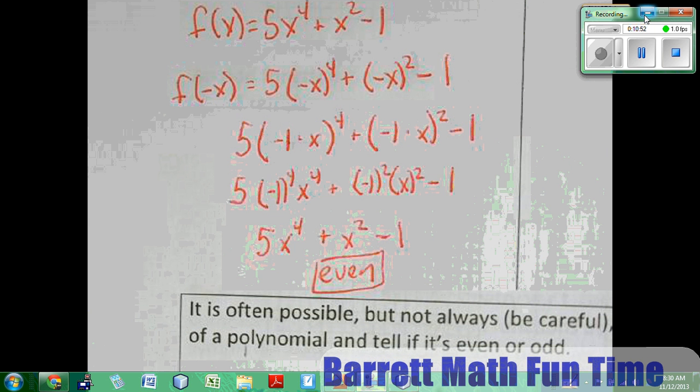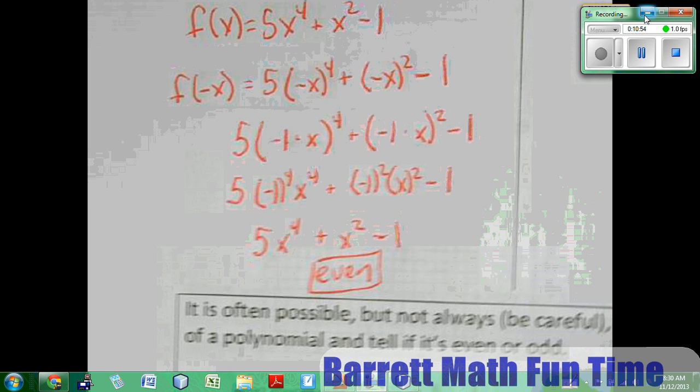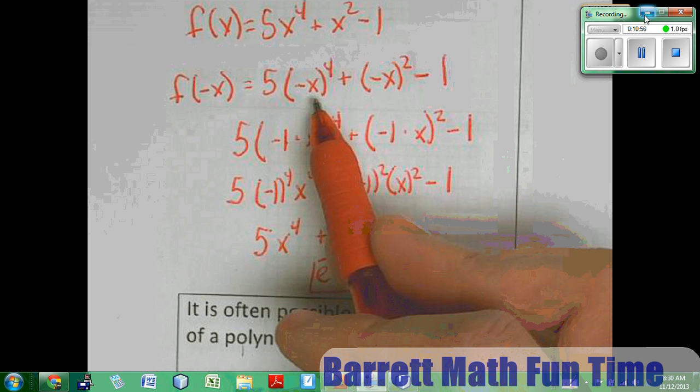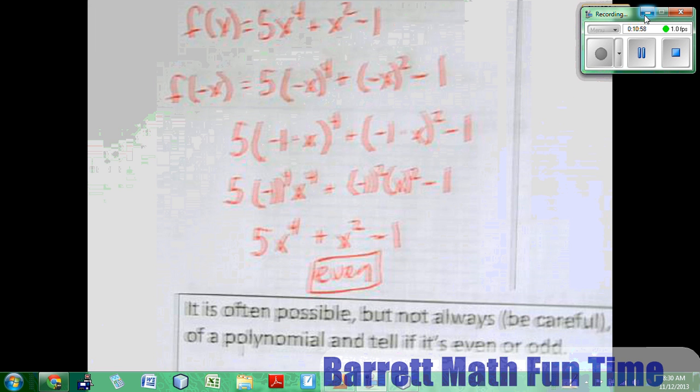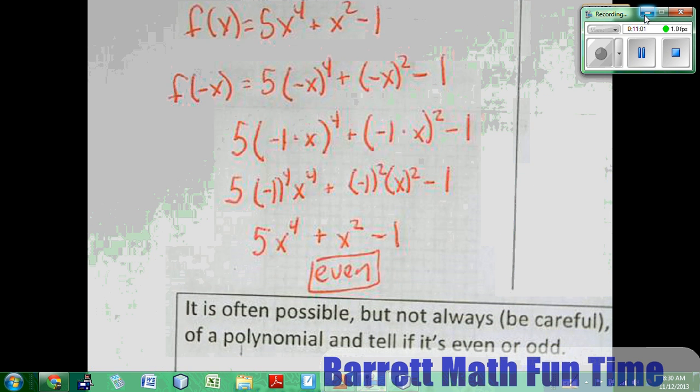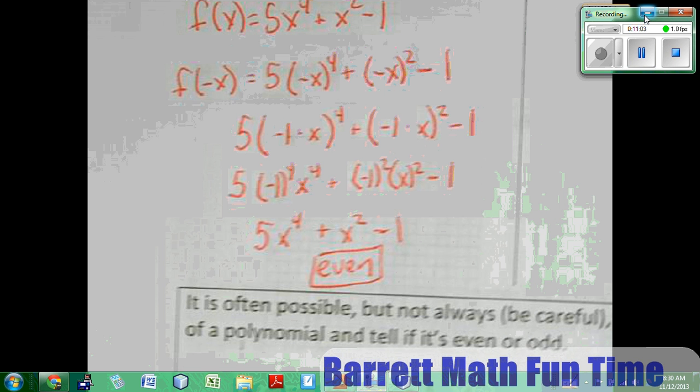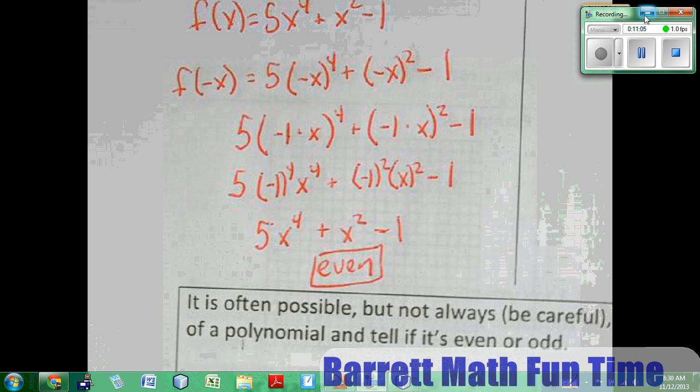Okay, but what is the faster way? You told us you're going to take the faster way. The faster way is I say negative x to the 4th is just x to the 4th. That's the faster way to do it. Then x squared is x squared.